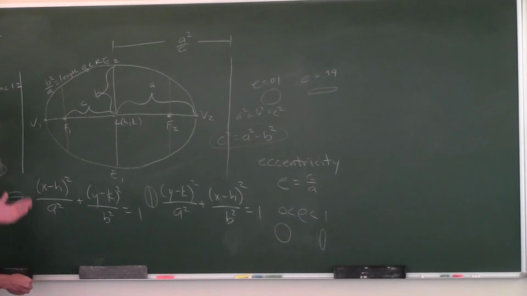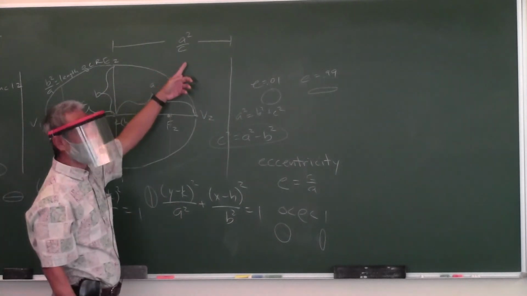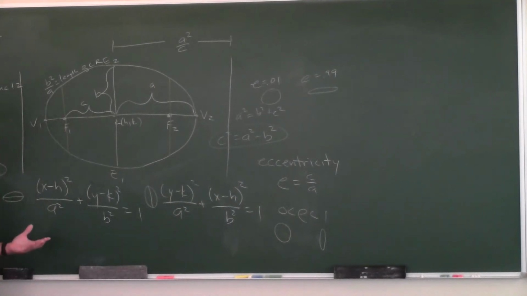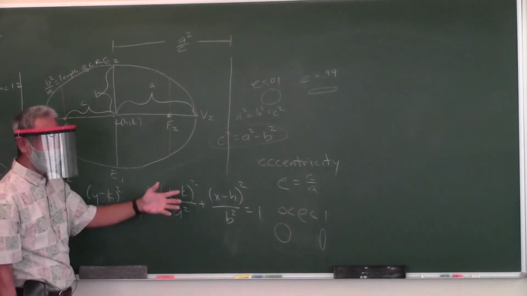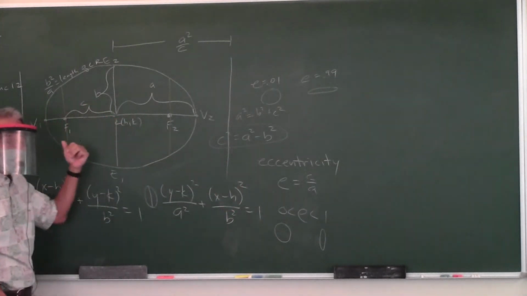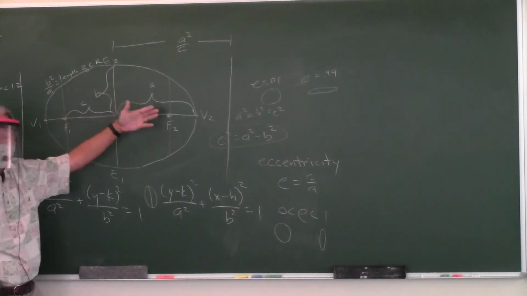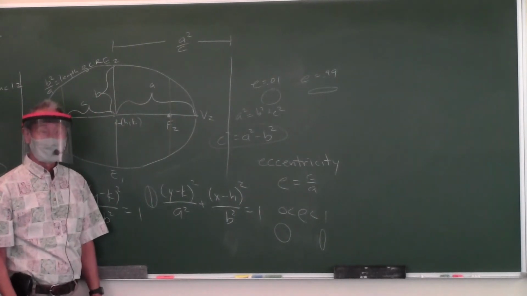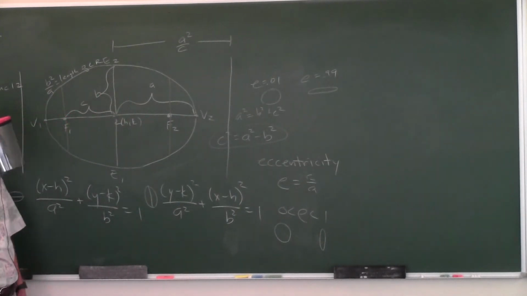Oh, I forgot to even mention the directrix. I didn't even draw it in. Oh, no, I did. The distance is a squared over c. So, Mr. Park, we got to remember all this stuff? Yeah, that's right. You got to remember c squared equals a squared minus b squared, c over a, b squared over a, and then a squared over c.